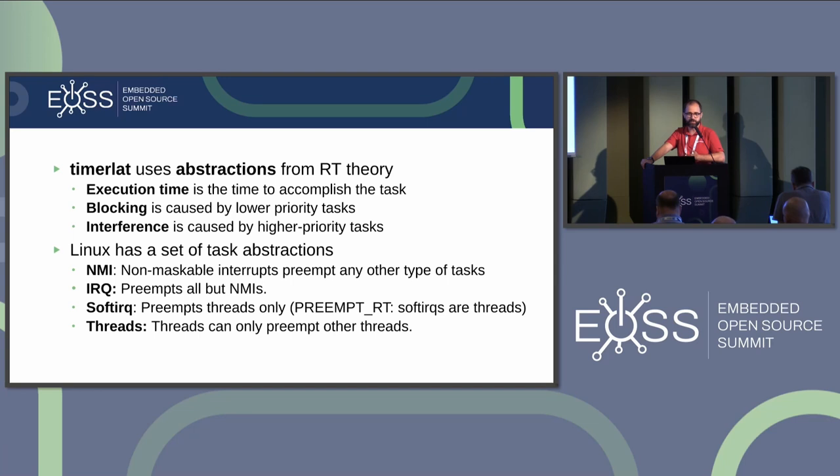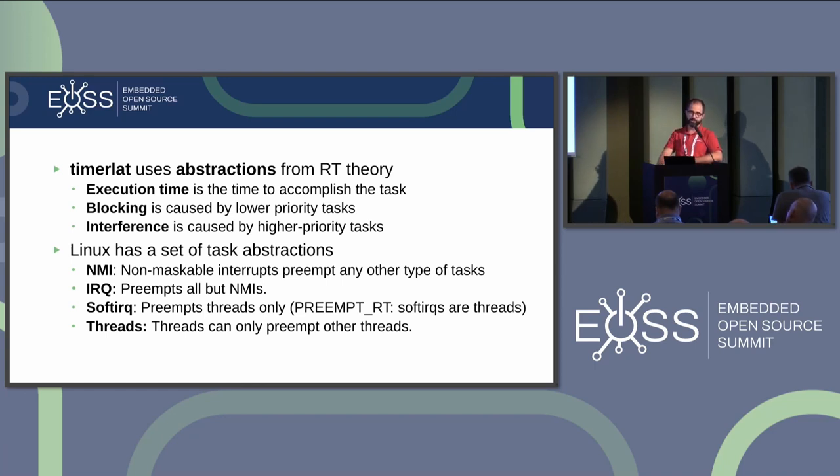So to understand it, in the real-time theory we have the execution time, which is the time that we need to accomplish a job that I'm interested in. We have the concept of blocking. Blocking is when a lower priority task causes me delay. And I have interference, which is when a higher priority task interferes with my workload, right?